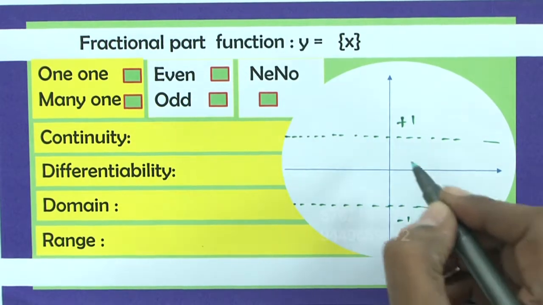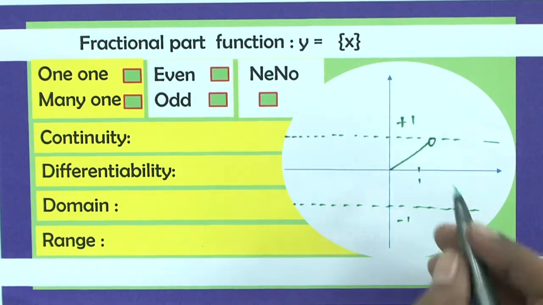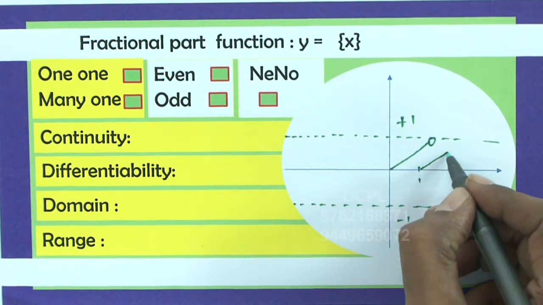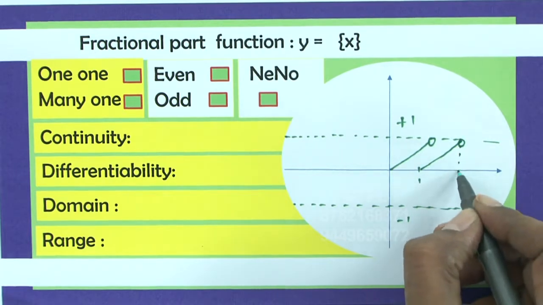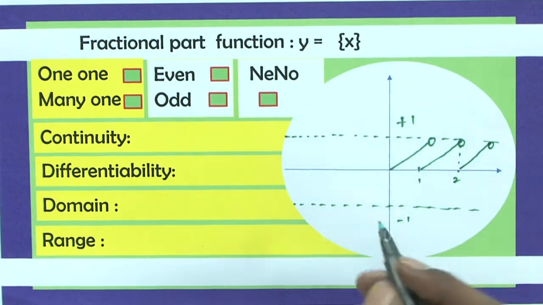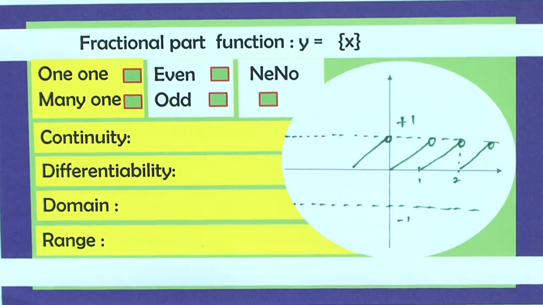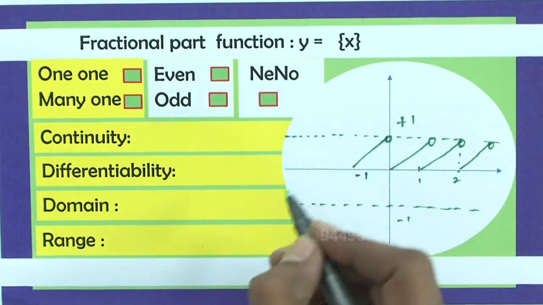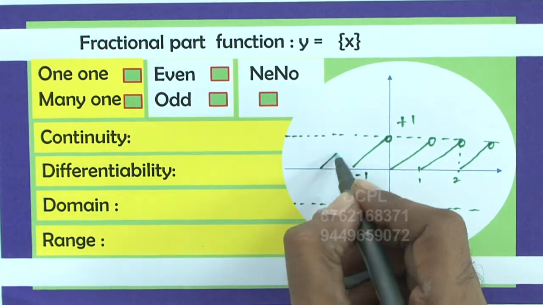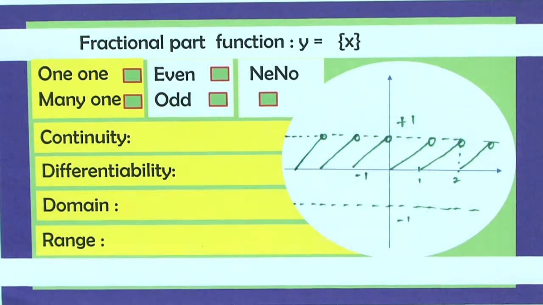Between 0 and 1, fractional part of x is x. Between 1 and 2, it is x minus 1. Between 2 and 3, it is x minus 2. Between -1 and 0, it is x plus 1. Between -2 and -1, it is x plus 2, and so on it continues.